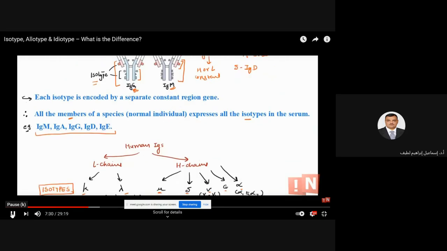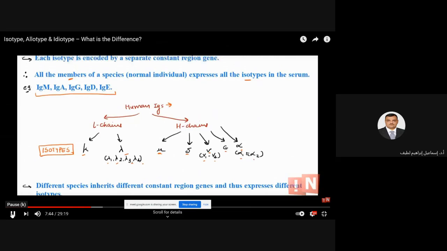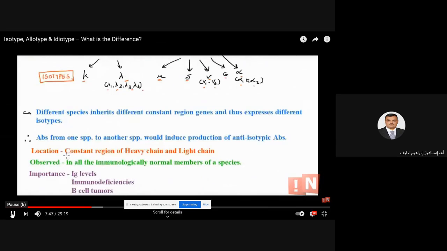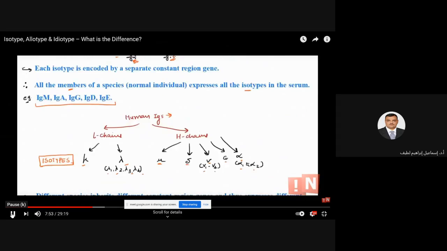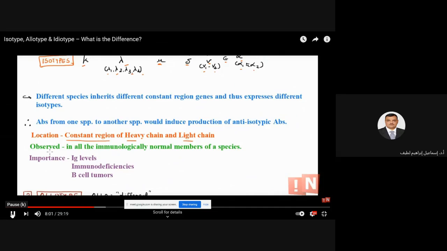All right. So if you look at it, for human immunoglobulins, we have various light chains, various heavy chains. When they combine together, we get a particular type of antibody. And where are these regions present? Where is the location? It is on the constant region of heavy chain and constant region of light chain, right? These regions are present in the constant region of heavy and light chain. And you will observe these antibodies present in all the members of a species, in all the immunologically normal members of the species.